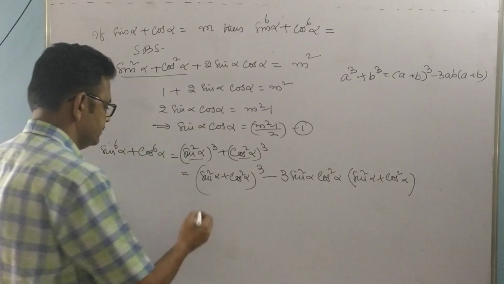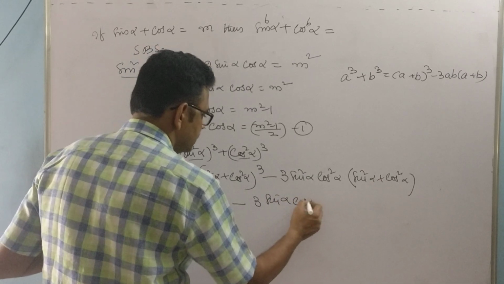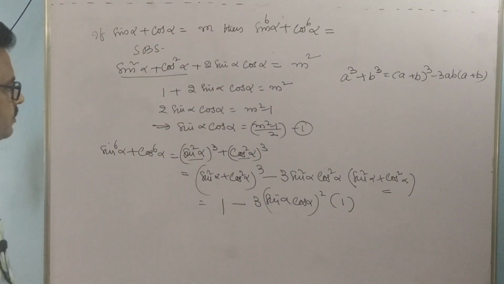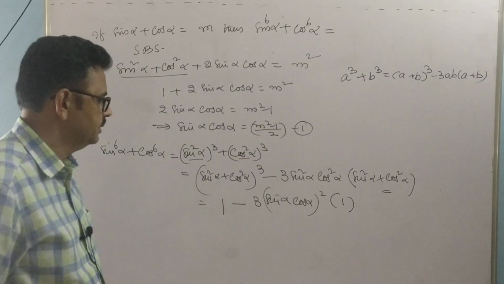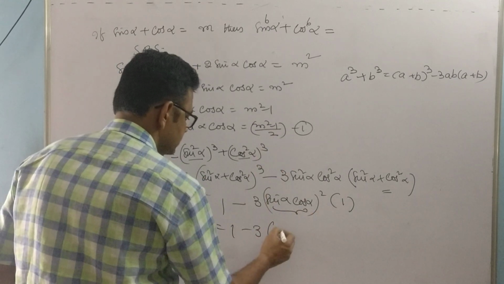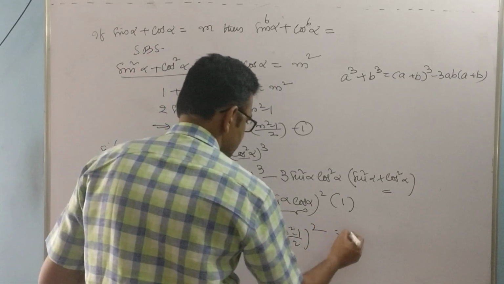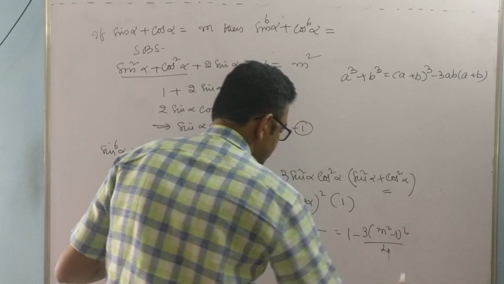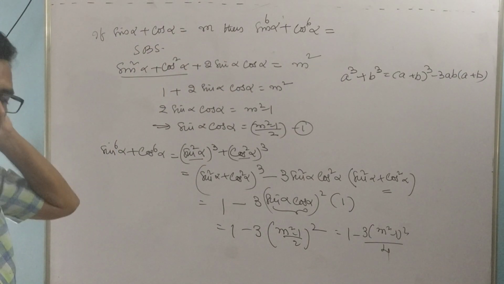So this is 1. 1 cube is 1 minus 3 sine alpha cos alpha whole square into, again this is 1. Now sine alpha cos alpha is m square minus 1 by 2. So whole square, that is equal to 1 minus 3 into sine alpha cos alpha, so this is m square minus 1 by 2 whole square. That is equal to 1 minus 3 times m square minus 1 whole square by 4. That is the value of sine power 6 alpha plus cos power 6 alpha.